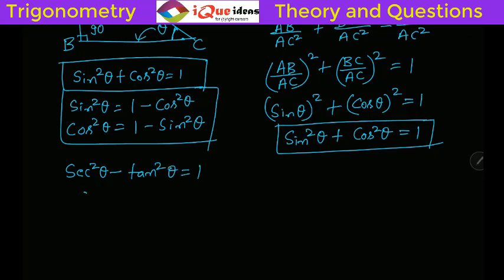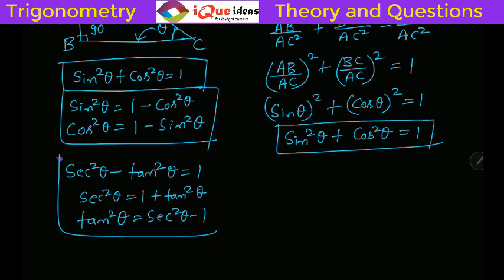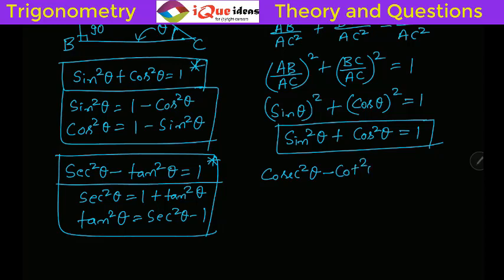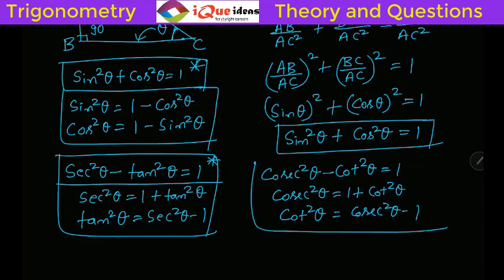From here you can see that sec square theta is actually equal to 1 plus tan square theta. And tan square theta is equal to sec square theta minus 1. Right? So it's very important to memorize these rules directly. So this one is one important rule. And the last one would be cosec square theta minus cot square theta equal to 1. From here you can see that cosec square theta can be taken as 1 plus cot square theta, or cot square theta can be taken as cosec square theta minus 1. Right? So these are the important square relations that you have to memorize.